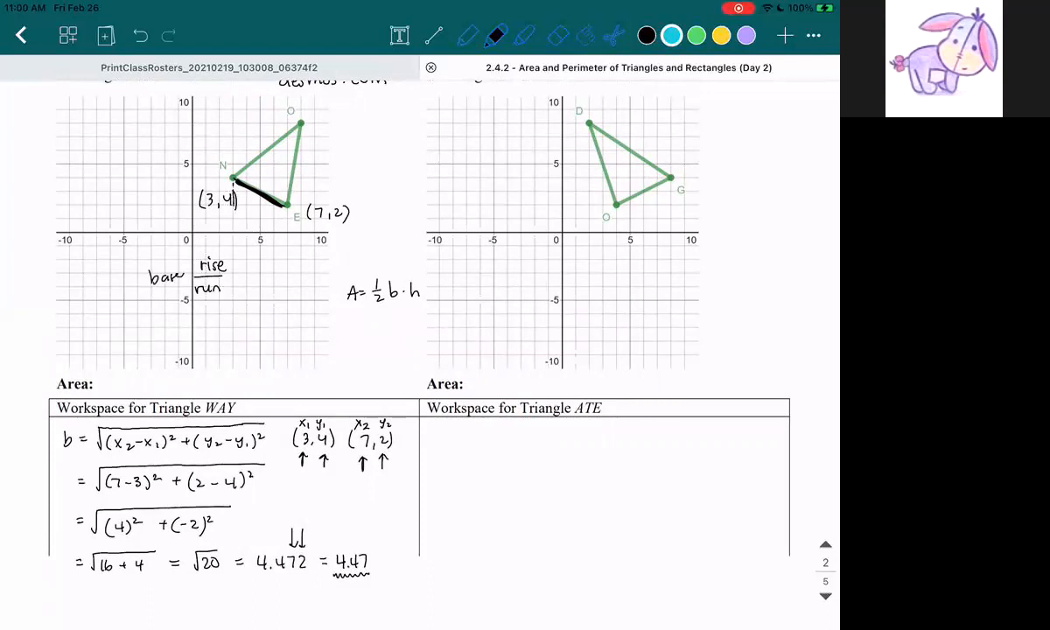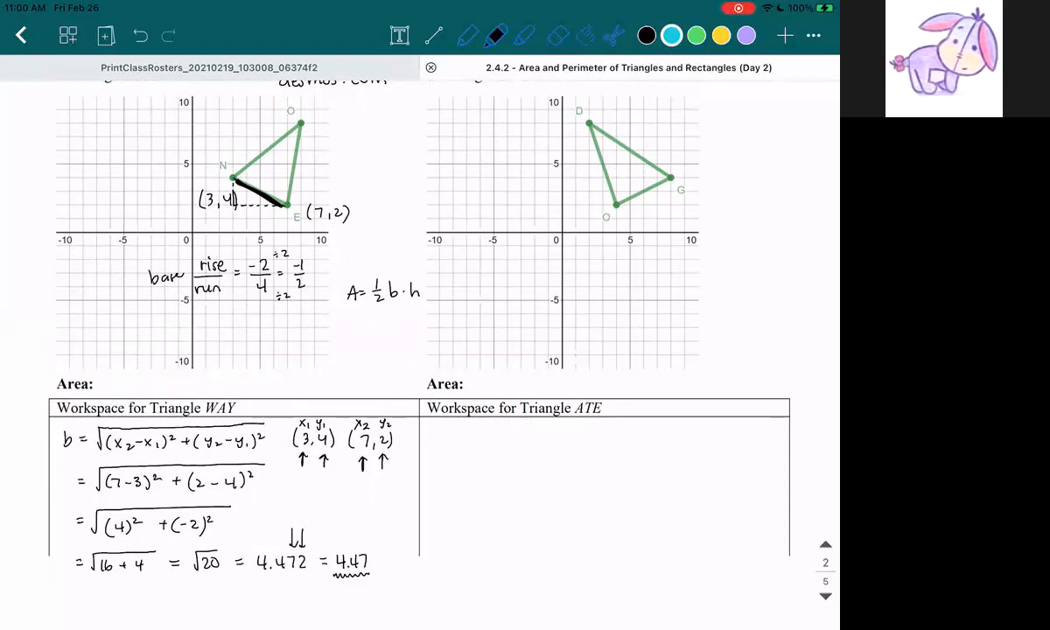How much do we rise to go from one point to another? If I want to go from N to E, I have to go down 2. So that's negative 2. And then to run, I'm going to go right 4. So that is a positive 4. So it looks like my base slope is negative 2 over 4, which simplifies to negative 1/2. Because you can divide the top by 2 and you can divide the bottom by 2. So then you can simplify this fraction, negative 2 over 4. You can simplify that to negative 1/2. So here is our base slope.